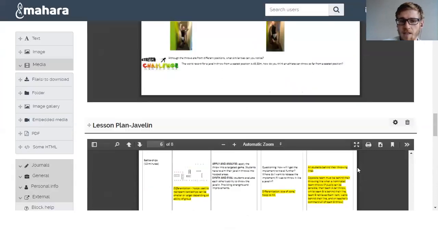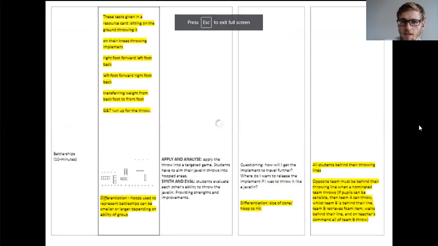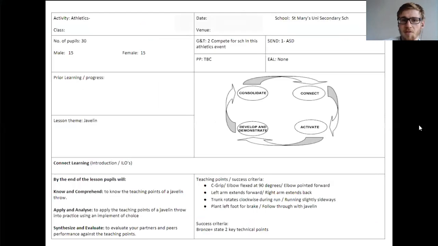Now, whilst there were 2 gifted and talented pupils within the class that this lesson plan was for, the main aims of the lesson were to know the teaching points of the javelin technique, to be able to apply these using an implement of choice, and to be able to evaluate partners' or peers' performance against these teaching points. So starting to focus more on the technique and being able to verbally describe and/or demonstrate the technique as opposed to just simply measuring the distance as our outcome measure.